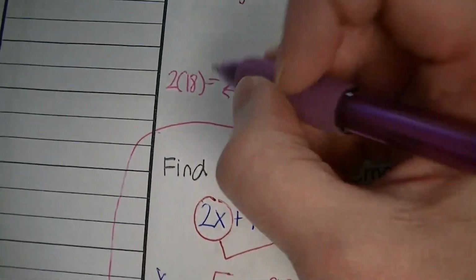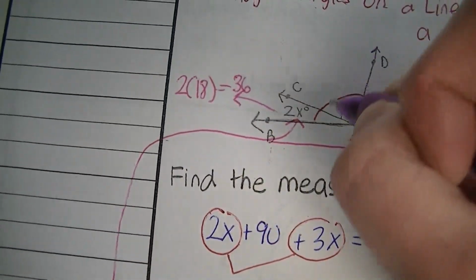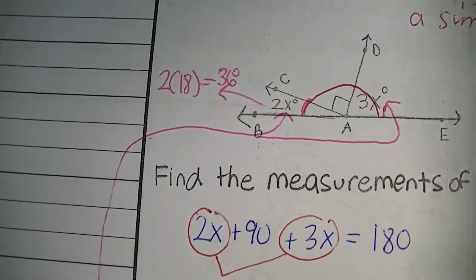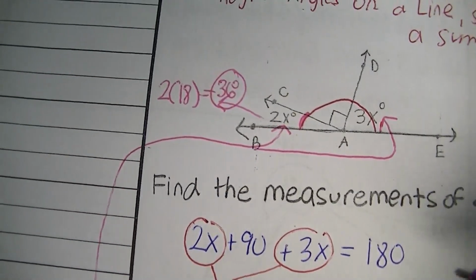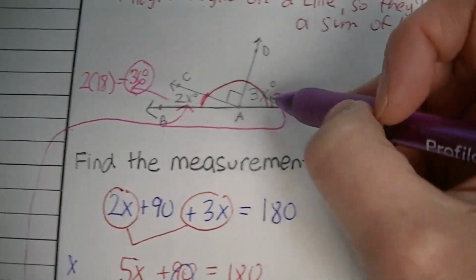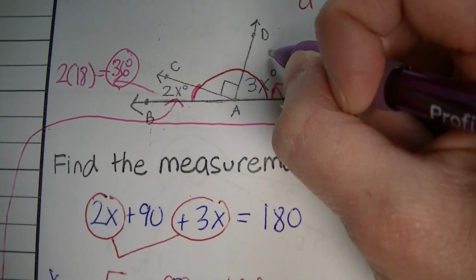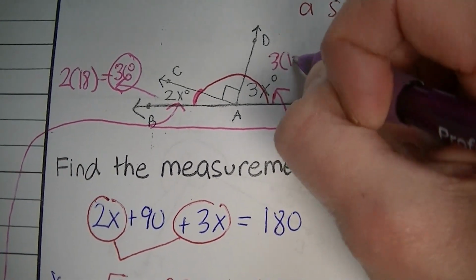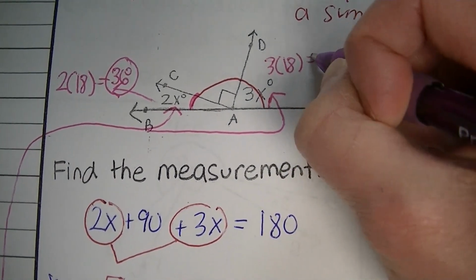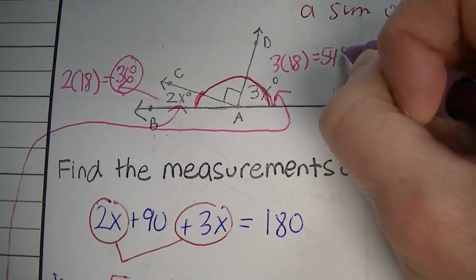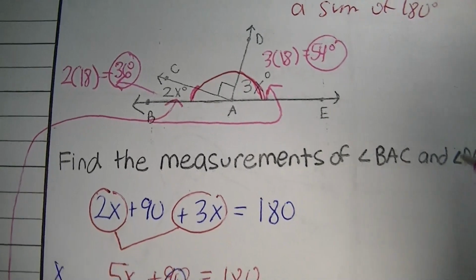2 times 18 is 36. So this angle measure right here is 36 degrees. Okay? I'm going to go ahead and circle that. Okay, again, remember the value of x is equal to 18, so for this situation right here, we have to go 3 times 18, and 3 times 18 is 54. So this angle measure right here is 54 degrees, and I'm going to circle that.